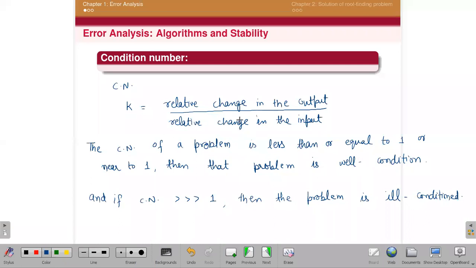So again, how to find this ratio? Actually, we will change this condition number into the mathematical problem now. So what I do, I am taking a mathematical problem, that is f of x, meaning I'm taking any general expression f of x. So f of x, I will treat as the output and x as the input.